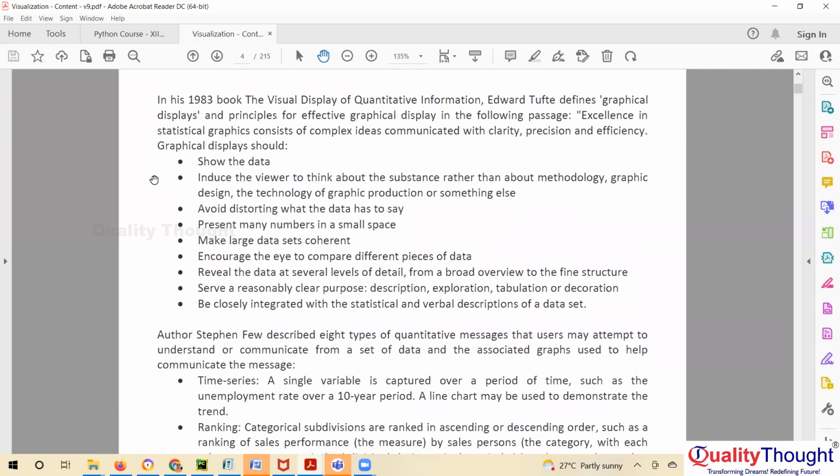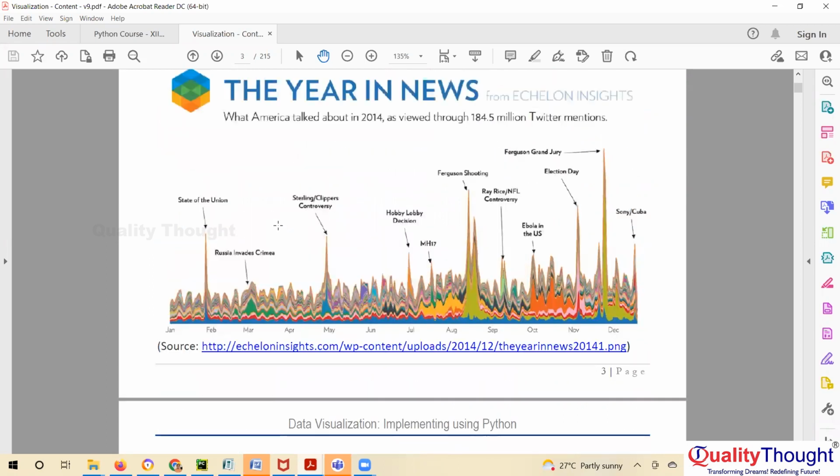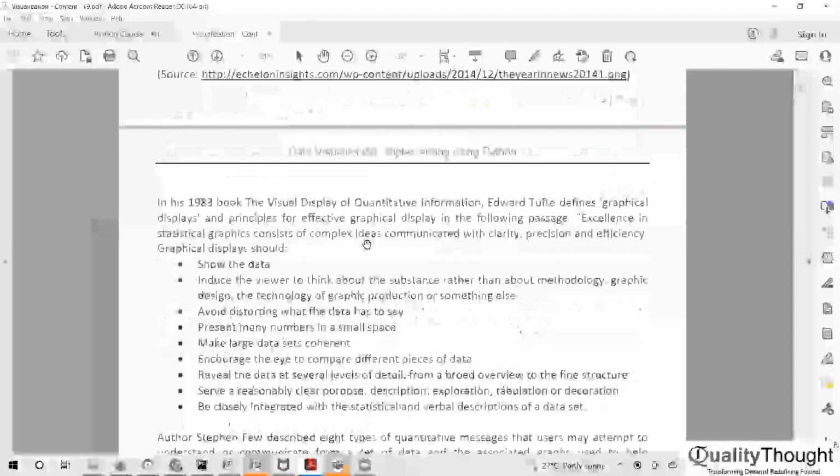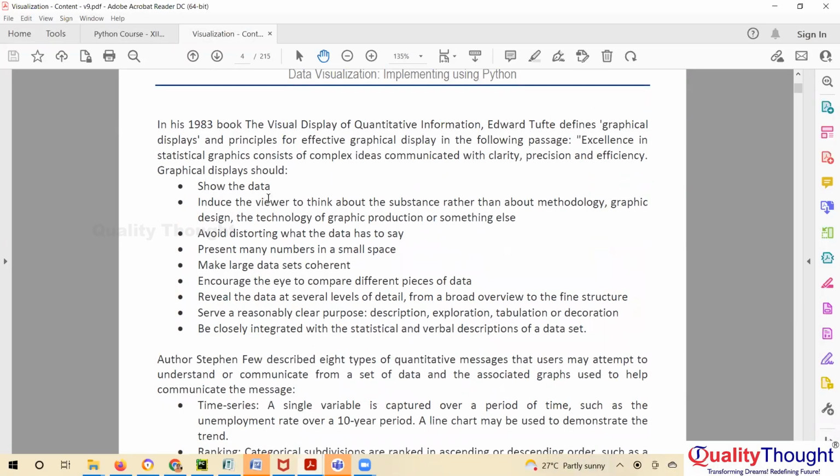And some of the features of visualization: you have to show the data. Induce the viewer to think about the substance rather than the color or why the heading is not proper. When you show this graph, your focus should go into the content, what it is showing, not that the color doesn't look good or this text is not proper. Those are not the things people should look at. They should look at what you're trying to say. Avoid distorting what the data has to say.